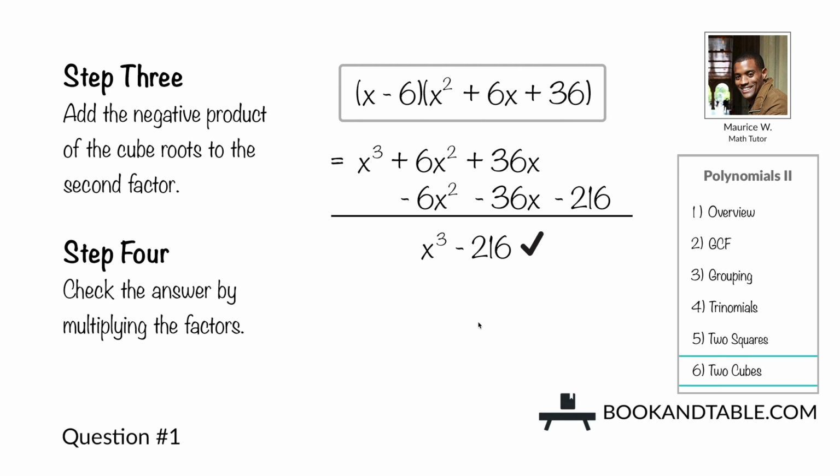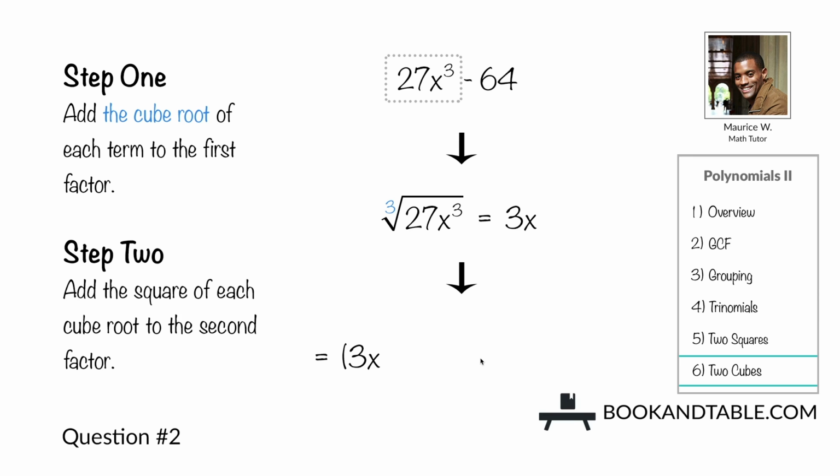So that is the answer to question number 1. Let's have a look at question number 2. We were given 27x cubed minus 64. Step 1, add the cube root of each term to the first factor.